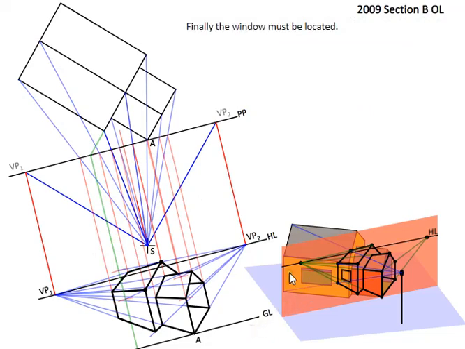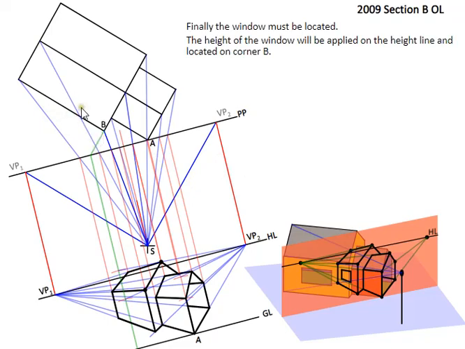Now there's a window to locate on this drawing, so the window is located here. So it's going to be on this front edge here. So obviously it would have to be marked off in plan here. So on point B here, it's on this wall here. So basically what we do here is mark off the heights, again using our height line.